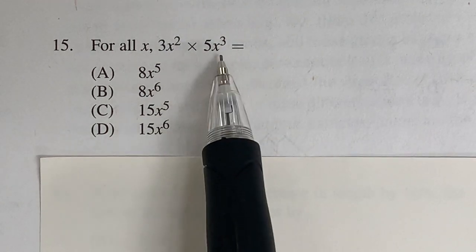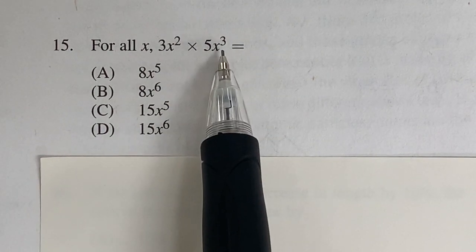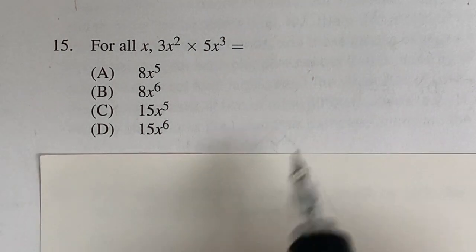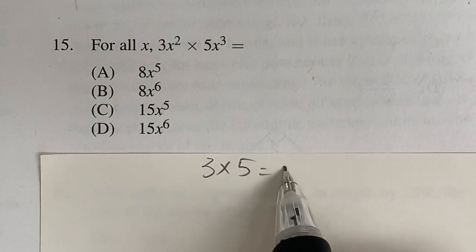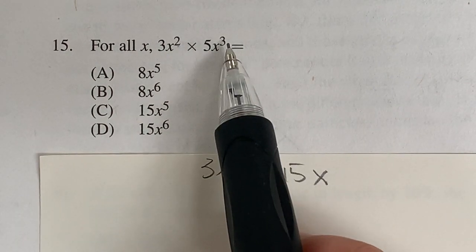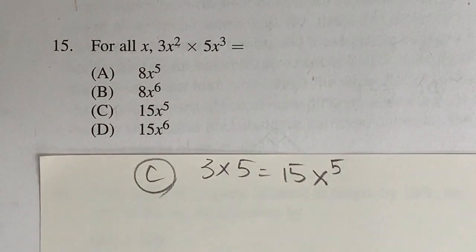So for the exponent here, a lot of people will do multiplication, 2 times 3, then they're going to go with D. But be careful, when you have a multiplication, you've got to add the exponents. So 3 times 5 is 15, x, and then 2 plus 3 is 5. So the answer here will be C.